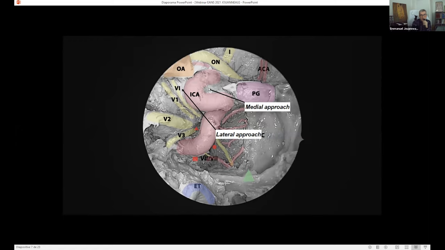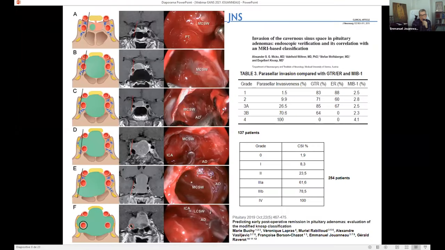You have two approaches for the cavernous sinus. When you come through the nose, there is a medial approach. You use the pituitary window, or you can use a more lateral approach to the cavernous sinus, lateral to the ICA. It's not the same risk, not the same surgery.